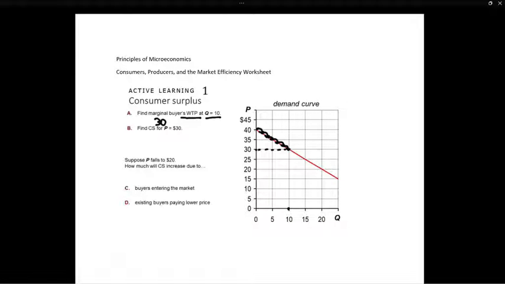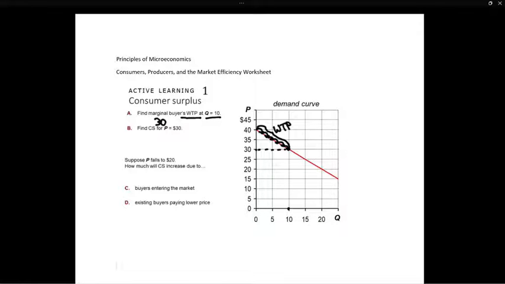Okay, now we need to find the consumer surplus at $30. Let's assume that the price is $30. What is the consumer surplus? At $30, all these buyers will enter the market. All of these buyers will participate in this market because they're all willing to pay. Their willingness to pay is either $30 or more.